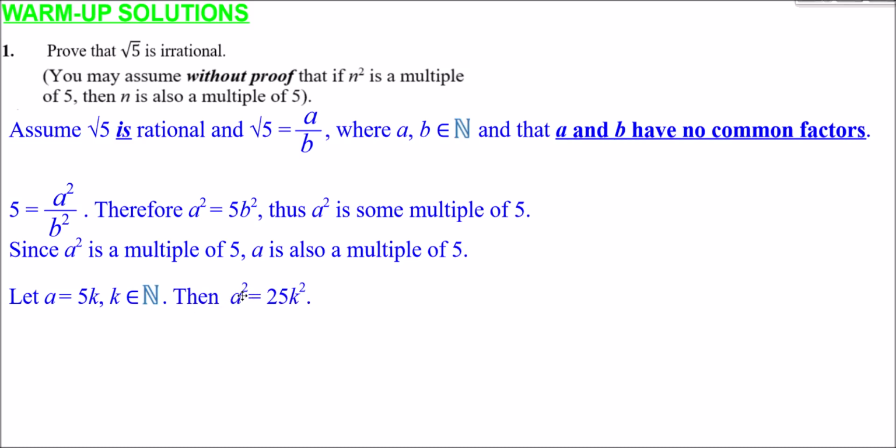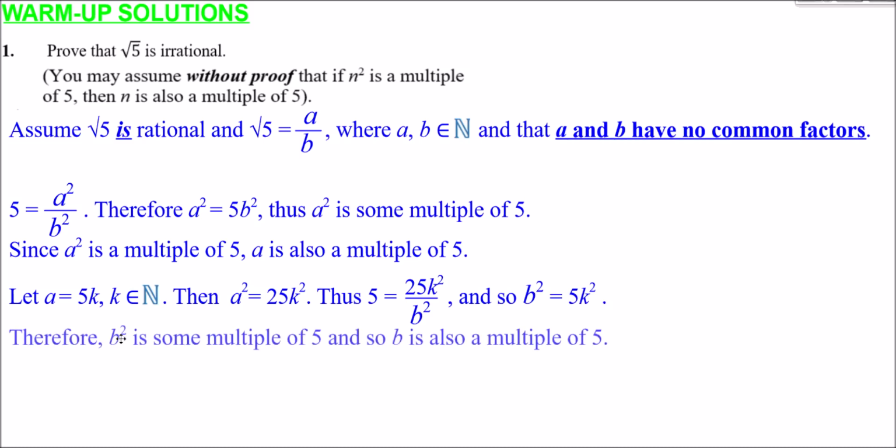If I now plug in a squared being 25k squared into this equation here, then we now get that 5 must be 25k squared all over b squared. That rearranges, so we can hopefully see that b squared is 5 lots of k squared. But if b squared is 5 lots of k squared, that means that b squared also is some multiple of 5. And using again in brackets what we had here, if b squared is a multiple of 5, we can say with confidence that b itself must also be a multiple of 5. But we said before that a was a multiple of 5 too.